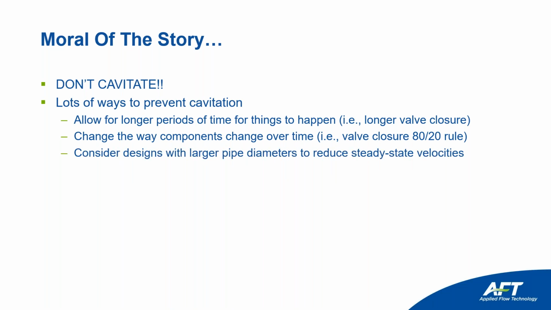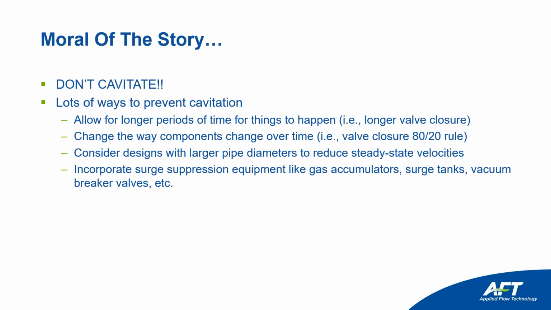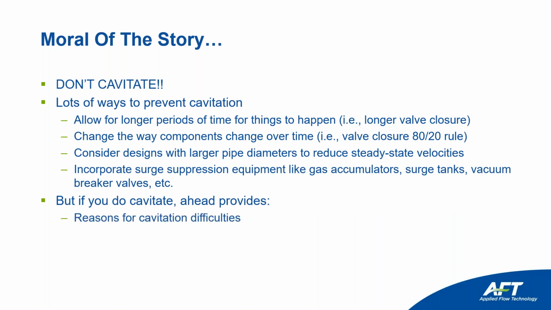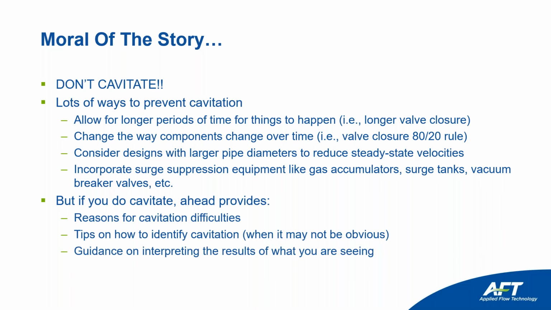Consider designs with larger pipe diameters to avoid high steady-state velocities. That can help reduce your surge pressures. Incorporate surge suppression equipment like gas accumulators or surge tanks. But if you do cavitate, the reasons for the difficulties, as well as tips on how to identify cavitation when it's not obvious, is what I'm going to talk about next.